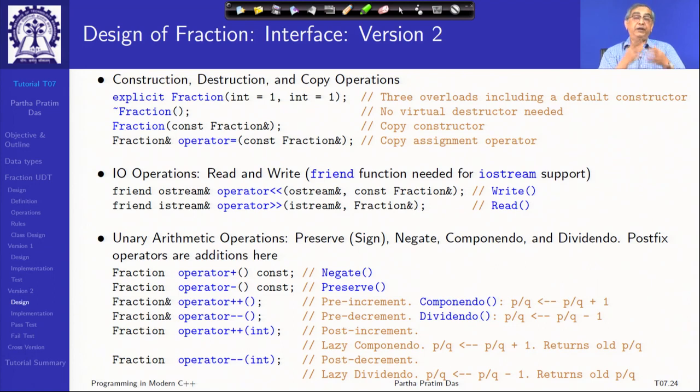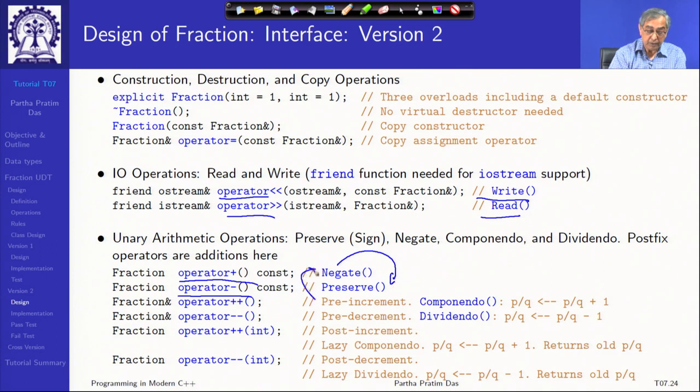In version 2, the improvement that you make is, for every member function that you have used, try to identify the appropriate operator that can be used. So, naturally for write and read this is trivial. Sorry, these names are swapped, I will correct them. So, preserve is the positive, negate is the negative, then you have the pre-increment which is componendo, then you have dividendo.